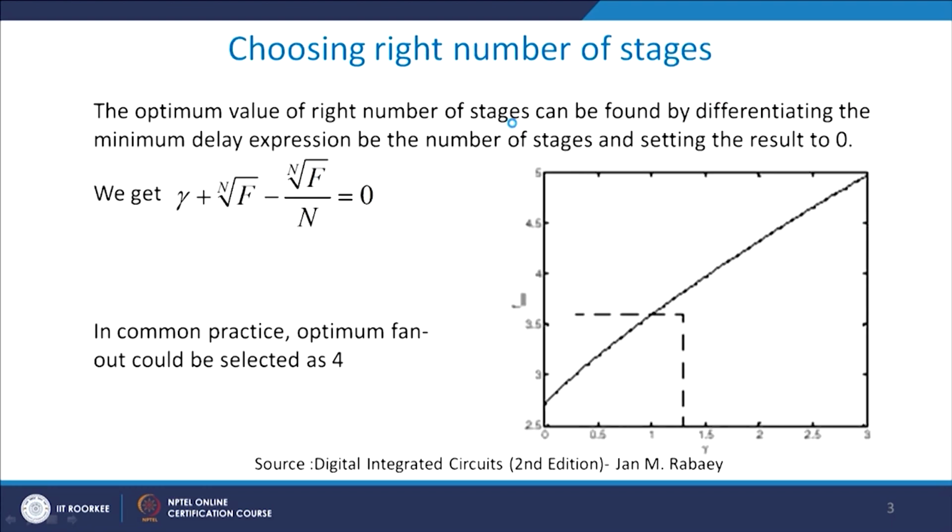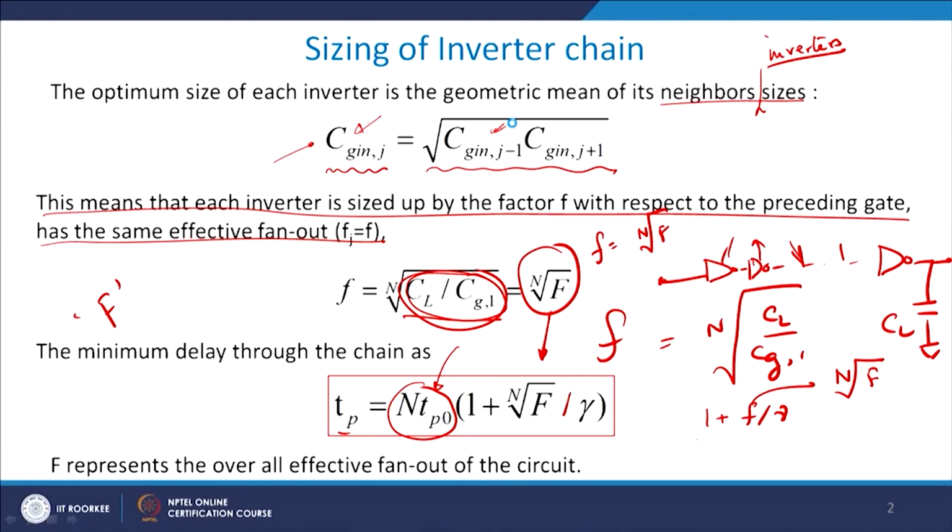Now, what you need to do is differentiate the previous equation, this equation Tp, with respect to n, and make it equal to 0, and then minimize it.